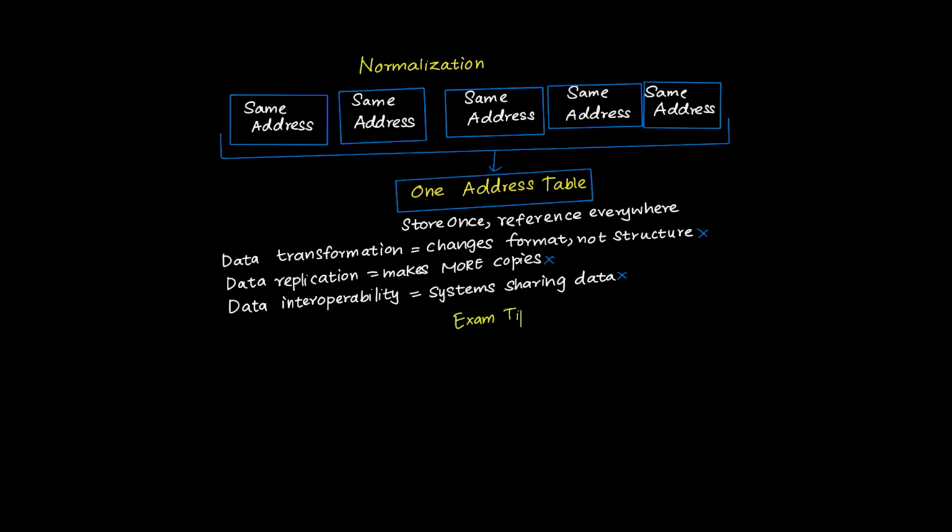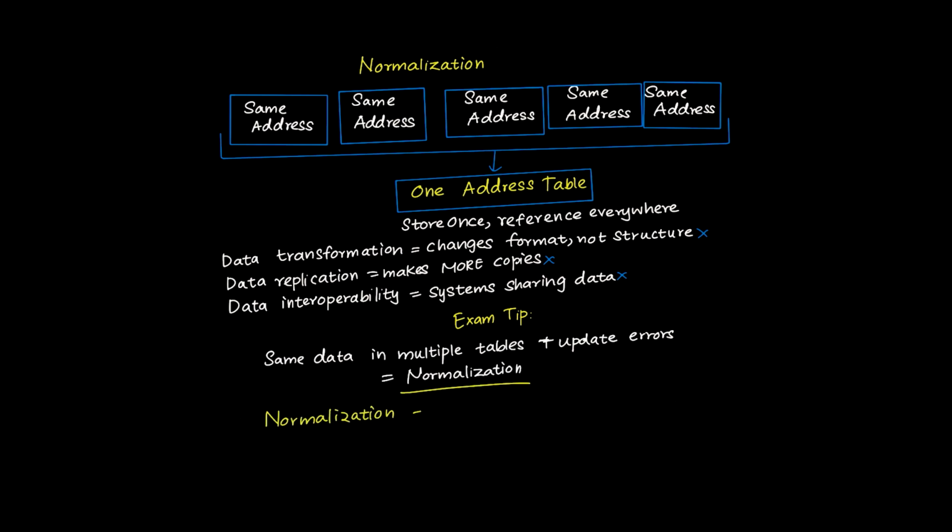Here's a WGU D467 exam tip for you. When a question describes the same data stored in multiple tables causing update errors, normalization is the answer. Quick recall hook: normalization equals no more redundancy.